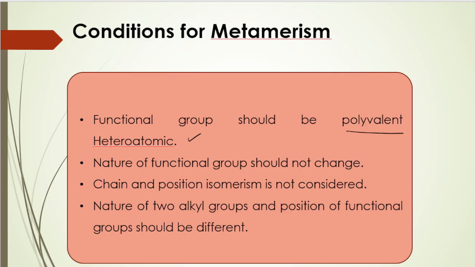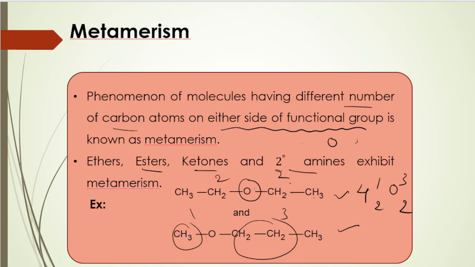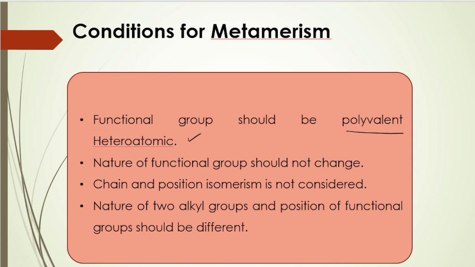So the nature of the alkyl group is different in the sense, if we consider the previous example, here there are 2 carbon atoms and here there are 2 carbon atoms, but here if we consider 1 and 3, both have the same formula but differ in their alkyl groups, right? So the nature of the two alkyl groups and the position of the functional group should be different. These are the conditions for metamerism.